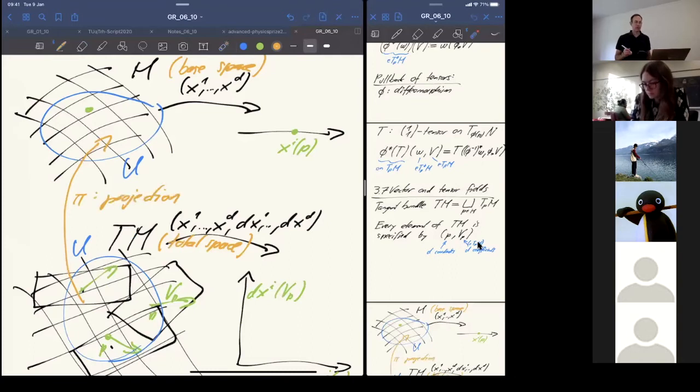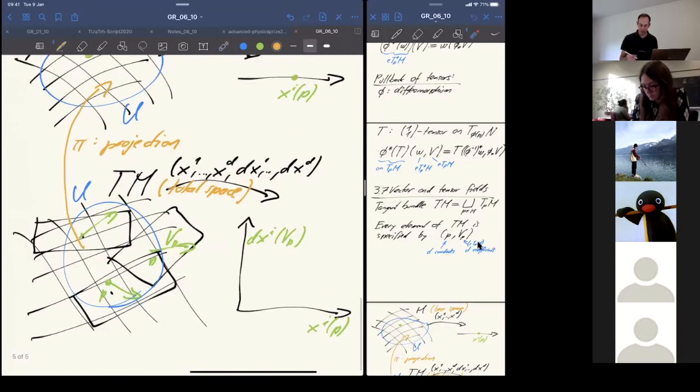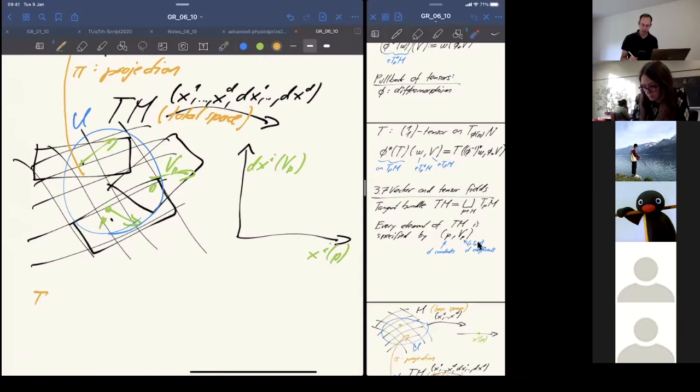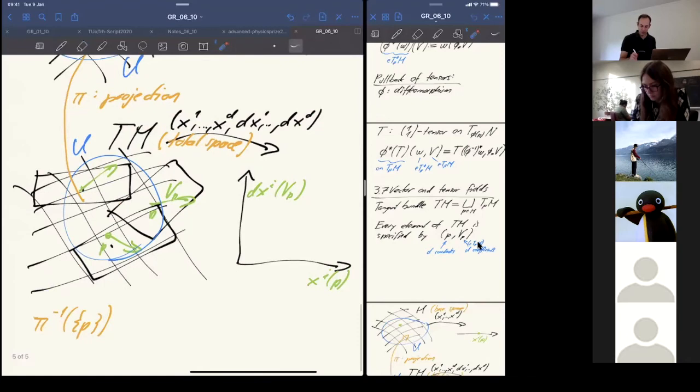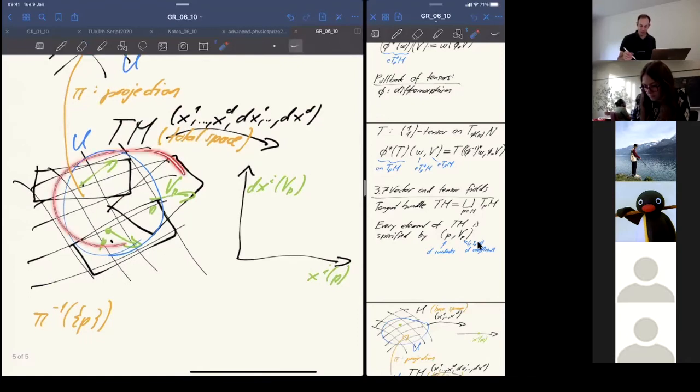And now you can, of course, invert the projection and ask yourself, what is everything mapping to a particular point? So I can look at pi to the -1 of a particular point P. Usually when I look at the pre-image, I look at the preimage of a set, but here it's a set of only one point. So what's everything here that, according to the projection, maps to P? That's obviously exactly the tangents that correspond to the tangent space at P.